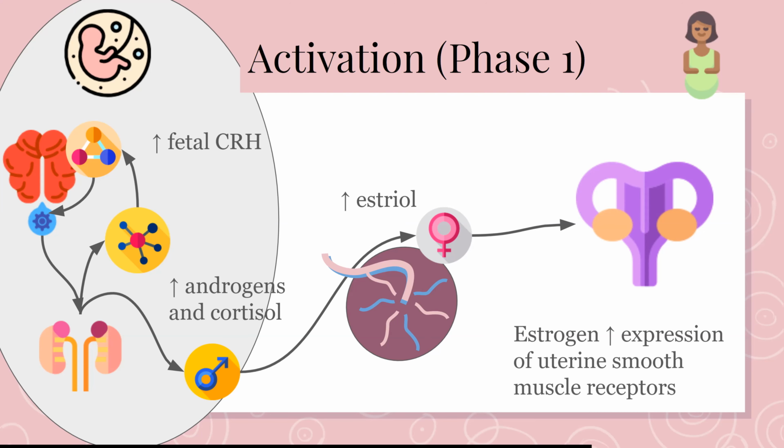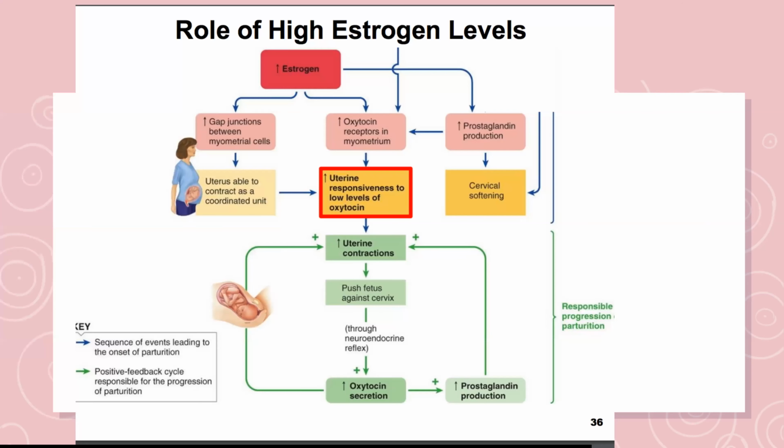And then here is just a different view of it, because we're going to go over it multiple times just so it is clear. Estrogen, and remember before all of this we're talking about fetal androgens being changed to estrogens in the placenta. And what do the estrogens do? Well, they increase the gap junctions between myometrial cells. What does this mean? Basically, it helps the uterus contract in a coordinated fashion. And then also, it increases the oxytocin receptors in the uterus. So myometrium is just a different word for the muscle of the uterus.